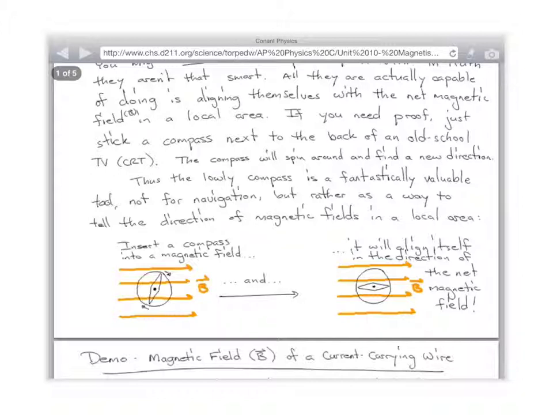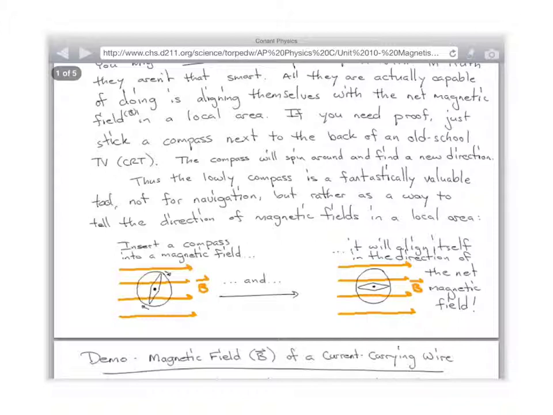Does that make sense? So when people say, oh, it points north, no, it doesn't. It aligns itself with whatever the magnetic field is where it's sitting, which is going to depend on the fact that you have a north up here and a south down here, but the compass doesn't know that. All the compass knows is what it's sitting in. But what this also means about compasses is they're really handy as a magnetic field detector.